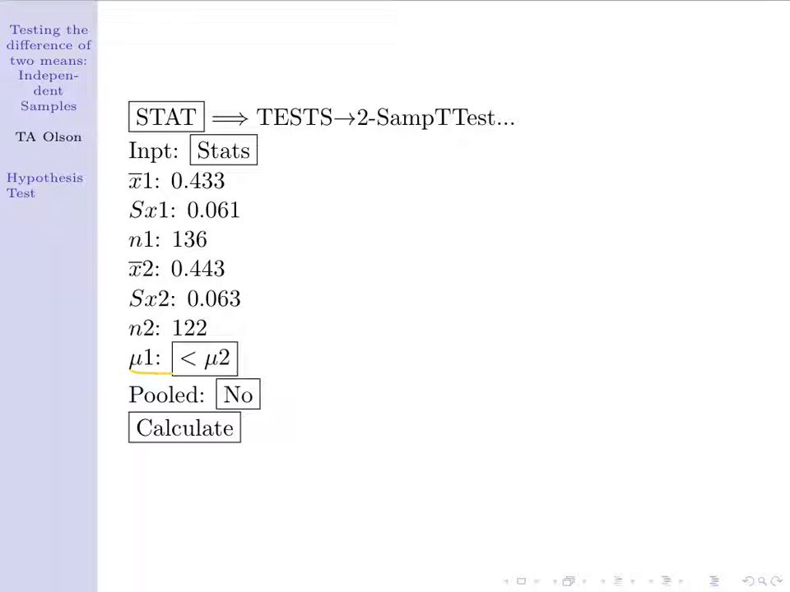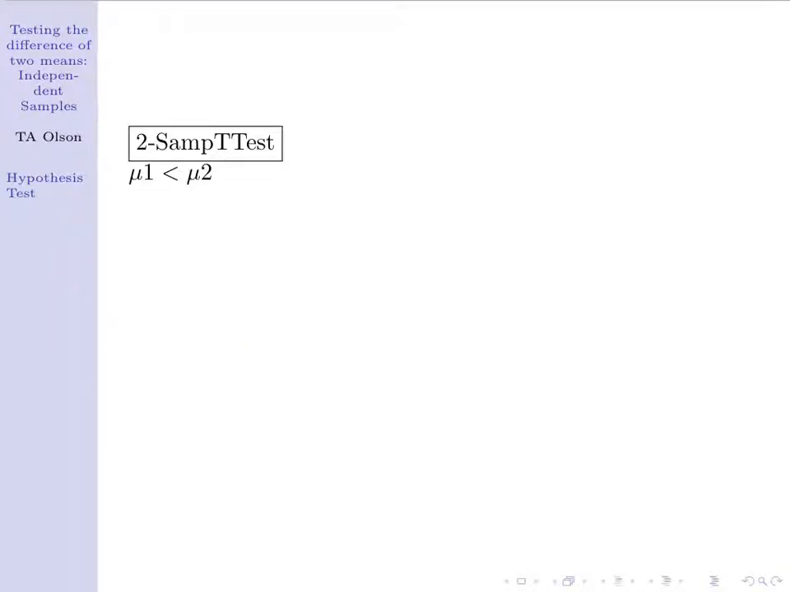We're assuming we're testing against mu1 is less than mu2. We are not pooling our data. I'll talk briefly about this in class. And then we hit calculate. And next I'm going to talk you through our output. So the top of our output simply says that we've done a two-sample t-test and that we've tested them being the same against mu1 being less than mu2. So the American League would be less than the National League.